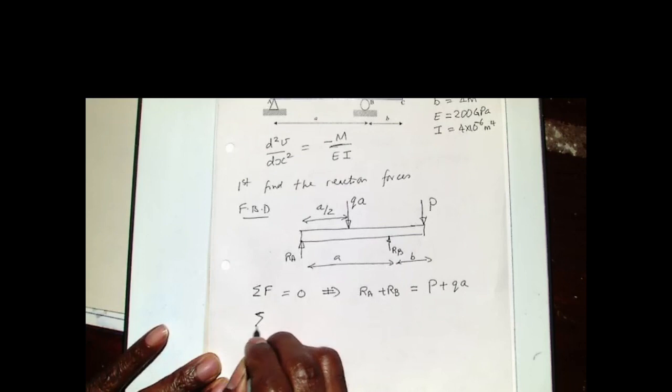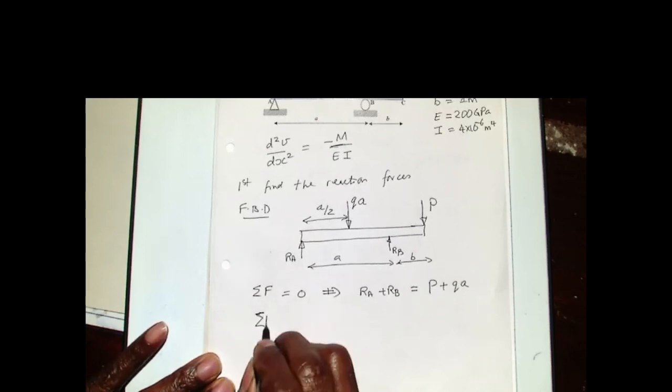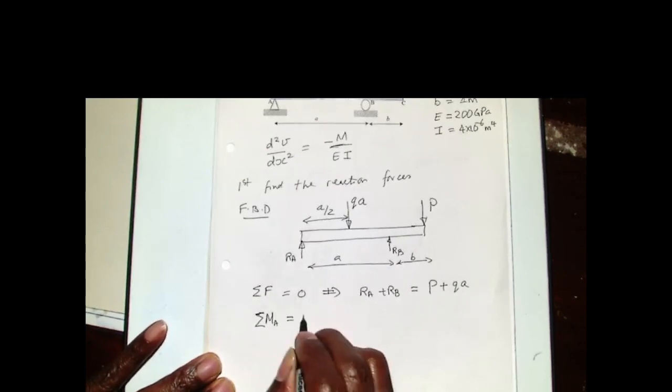Yeah, so that's the first one. And the second one is to take moment. I'm going to take moment about A. So you can take your moment about any point. So moment about A equals 0. I want to take moment about A, so for all the forces.